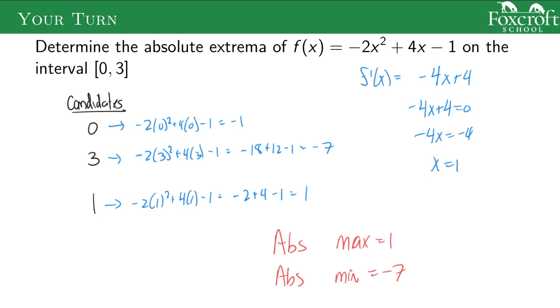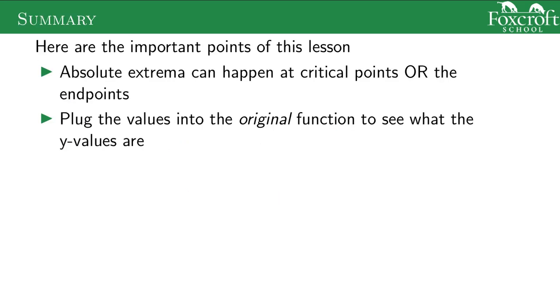So the candidates, these first 2 candidates just come from the endpoints. The other one, set my derivative equal to 0. And this is my other candidate for the candidates test. Plug them all into the original and find the lowest value, highest value. All right, so absolute extrema can happen at critical points or the endpoints. All right, the endpoints part is the thing that people forget when they're doing these examples. And then once you have your candidates, remember you plug them into the original function.